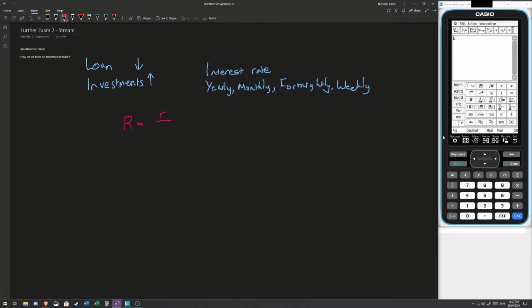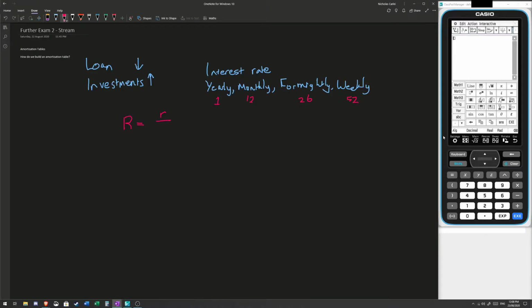So yearly, it only compounds once per year, right? Just one time every year. Monthly, we compound 12 times a year. So every month, we're basically getting a portion of that interest every month, okay? Fortnightly, we're compounding 26 times a year. And weekly, we're compounding 52 times a year.